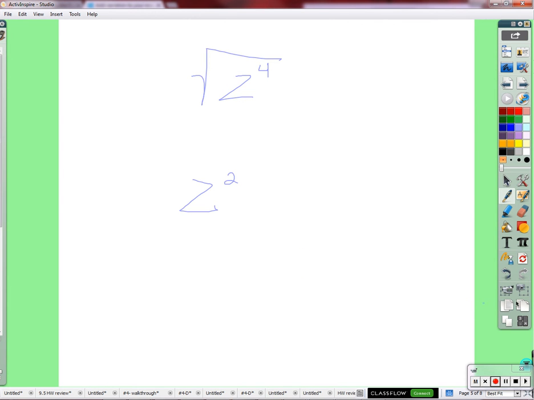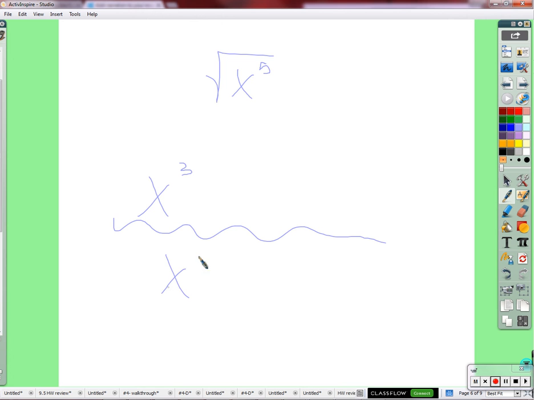What's the square root of x to the fifth? X to the third. If it's x to the third, then we should be able to check it by taking x to the third times itself and getting x to the fifth. What's x to the third times x to the third? X to the sixth.